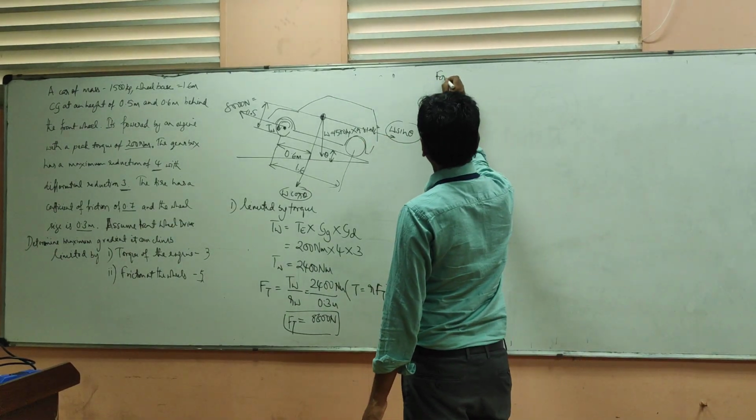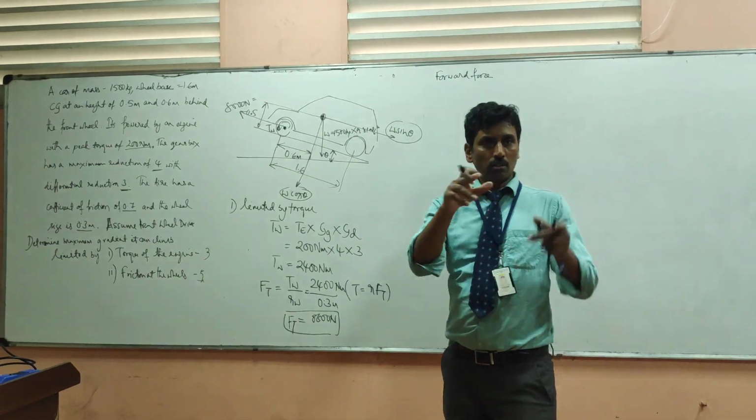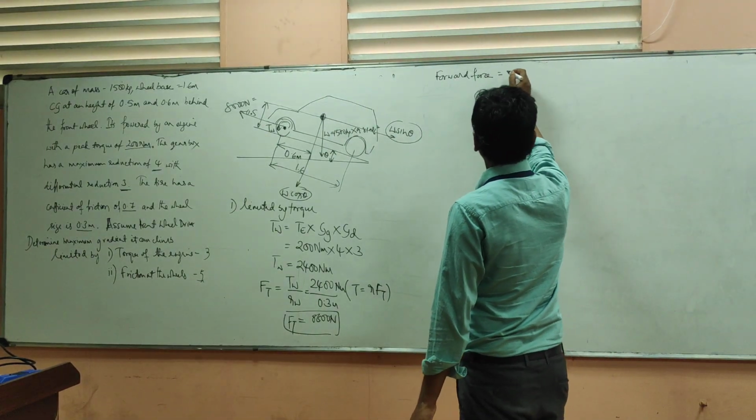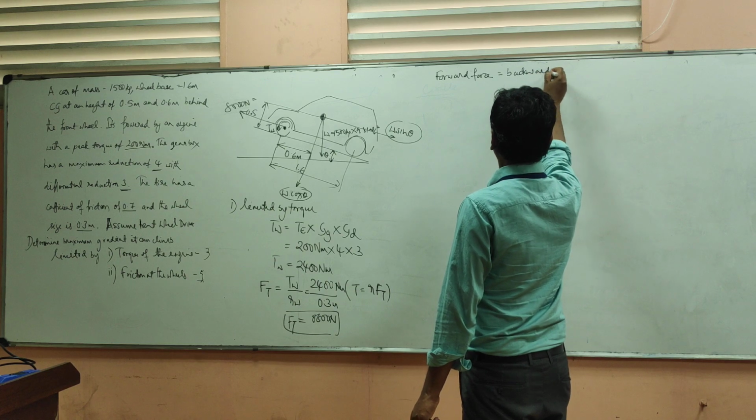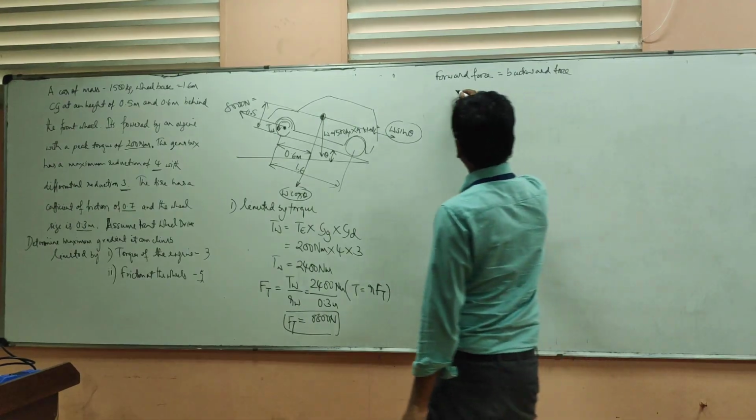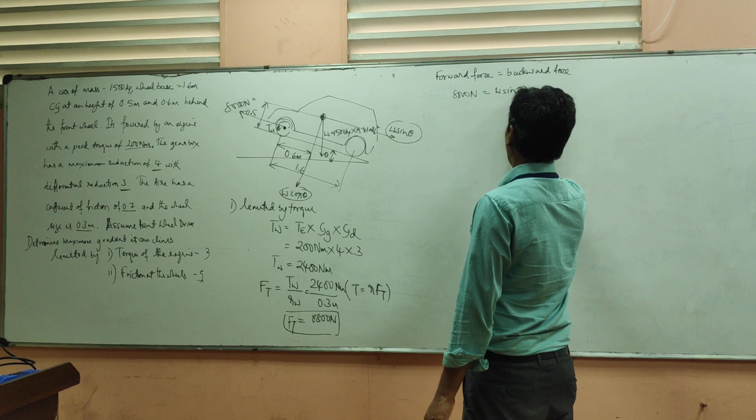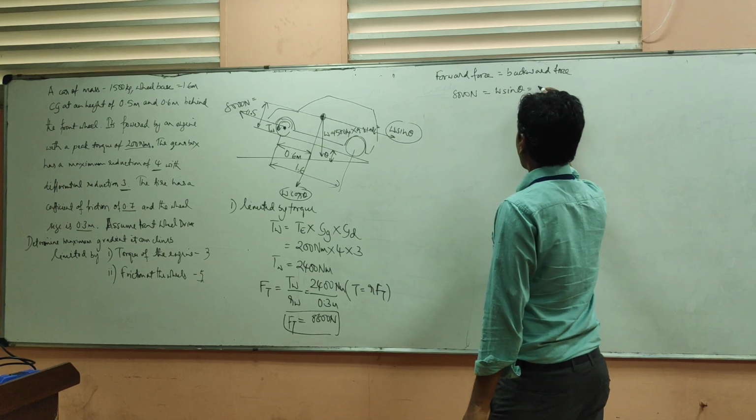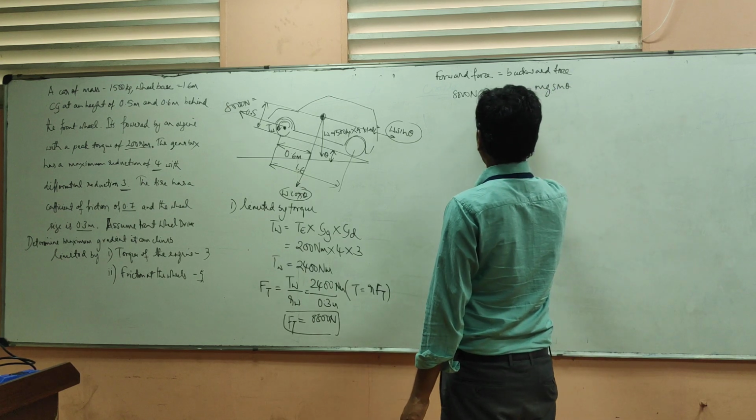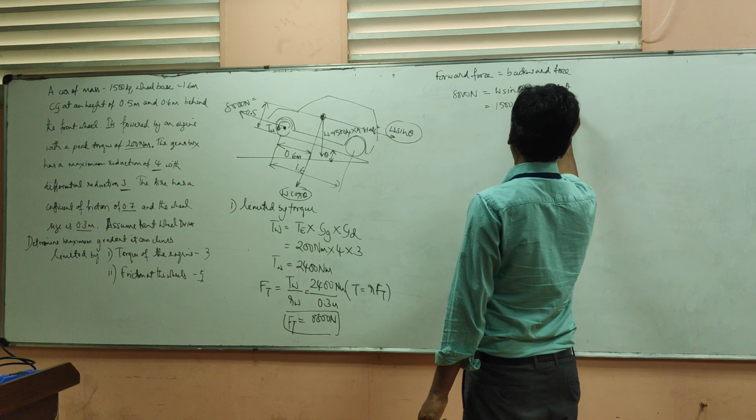So the forward force, is it captured? Is it in the view? Forward force is equal to backward force. Forward force is equal to 8,000 newtons. And the backward force is W sin theta. And W sin theta is nothing but, what is W, man? mg. mg sin theta. So m is 1500 kg and g is 9.81 meter per second square.